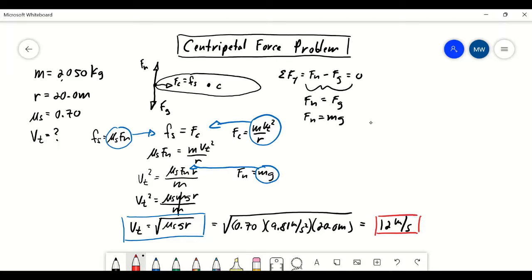And if you notice, it didn't even matter what the mass of the car was, right? The car mass cancels out, and so this would be the top speed for any car that has the same coefficient of static friction between its tires and the road. So mass of the car doesn't matter. The mass was given, so you could have done this in multiple steps, but this is the most direct route to get that one equation for this problem.